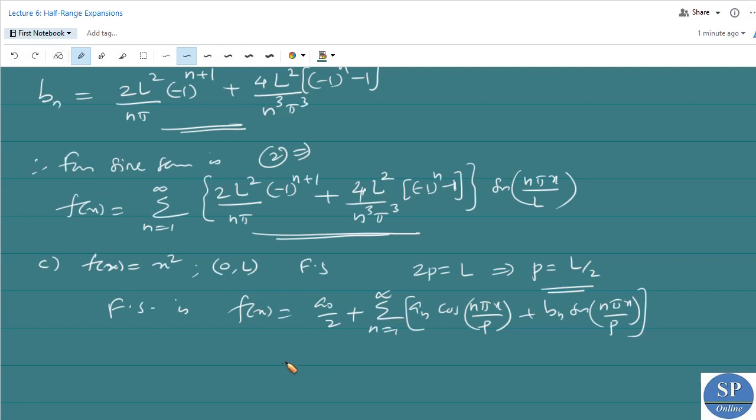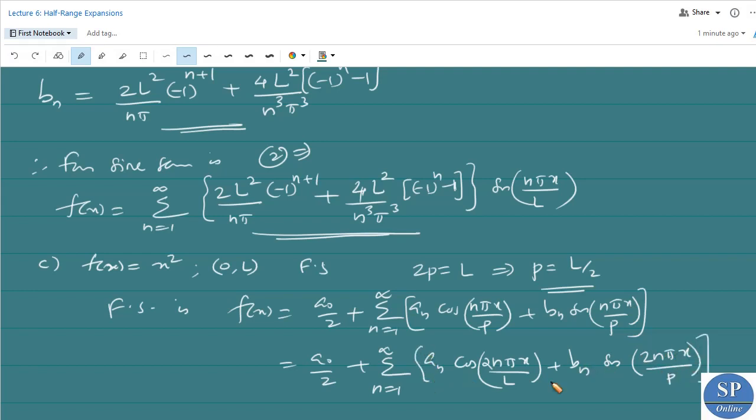So here we have f of x equal to a naught by 2 plus summation n from 1 to infinity an into cos n pi x by P. When P equal to L by 2, that is 2n pi x by L, with 2 in the numerator, plus Bn into sin n pi x by P, that is sin 2n pi x by L. So this will be the Fourier series.